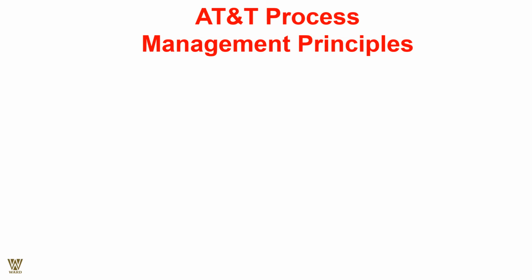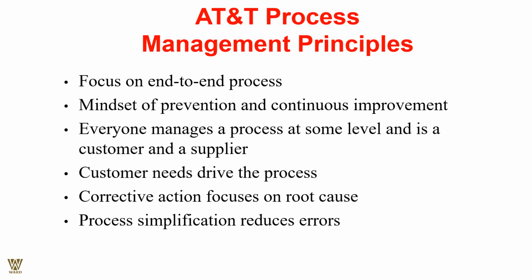Let me revisit AT&T's process management principles. And what do they say? They say we need to have an end-to-end focus. We have to understand the end-to-end process of everything, and we need to focus on it. Every aspect of the process needs a certain mindset of prevention and continuous improvement. Did I say marginal improvement, incremental improvement every now and then? Everyone needs to manage the process at one capacity or the other, at some level or the other, be it a supplier, be it a customer.